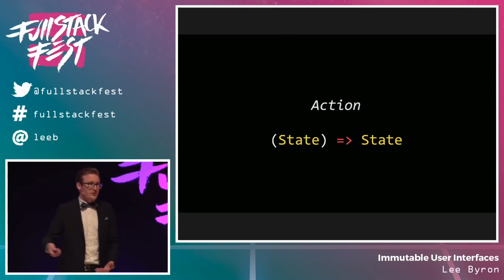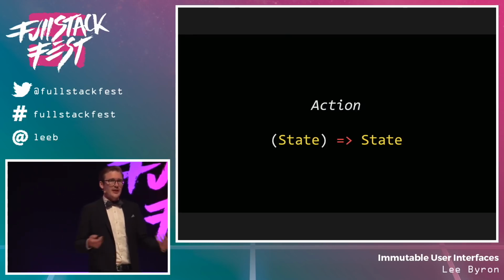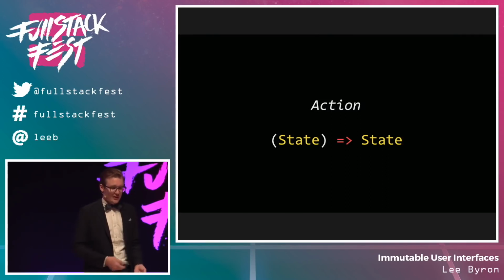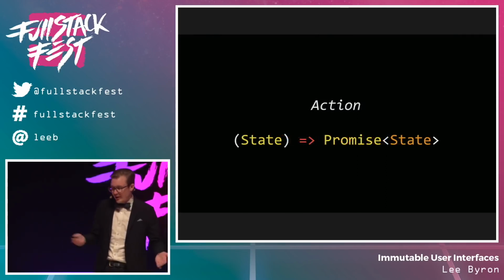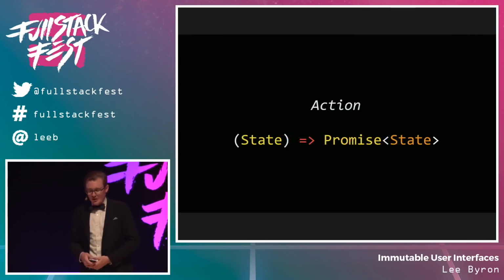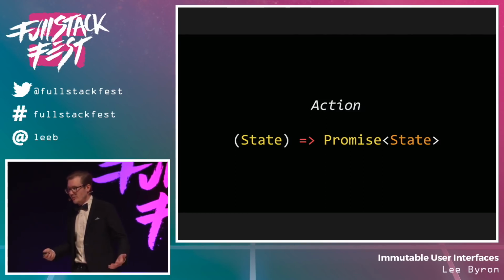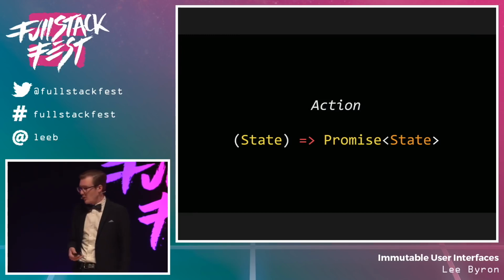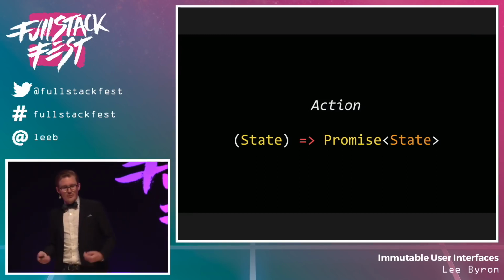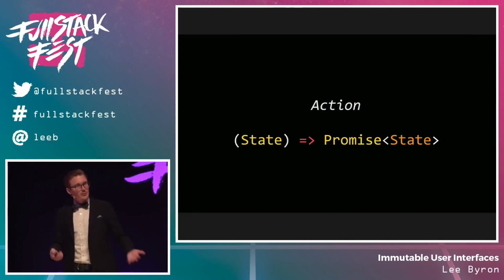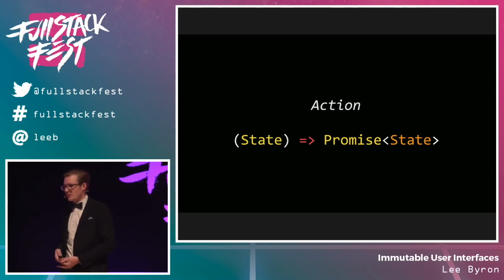But if we're going to go to our servers, this isn't going to cut it. We need asynchronicity. We need to be able to wait for the server to get back to us. So what we really want is like a promise or a task that will eventually give us back our new state. But like we talked about, this could be slow. We don't want to be slow. We want to show people updated UI as quickly as possible.